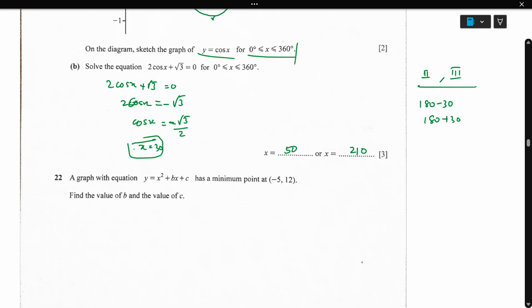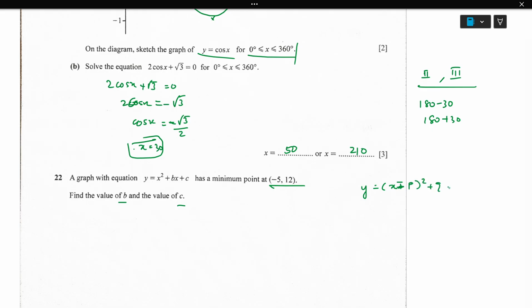Next, a graph with the equation y equals x square plus bx plus c has a minimum point. So the vertex form is given, so we need to find out b and c. Vertex form, you know, is y equal to (x minus p) whole square plus q. Here the first term is positive. So y equal to (x plus 5) whole square plus 12.